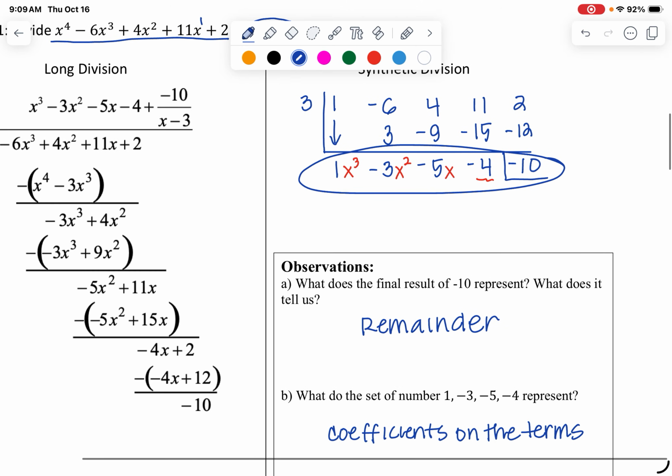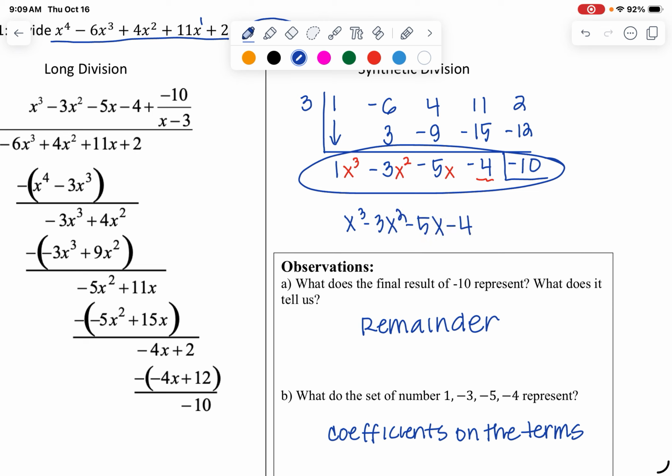Okay, so now we can write our final answer. Instead of writing 1x cubed, I'm just going to write x cubed minus 3x squared minus 5x minus 4, and then plus your remainder, which goes in the numerator, -10, over what you were dividing by, x minus 3. So it's -10 over x minus 3, right?